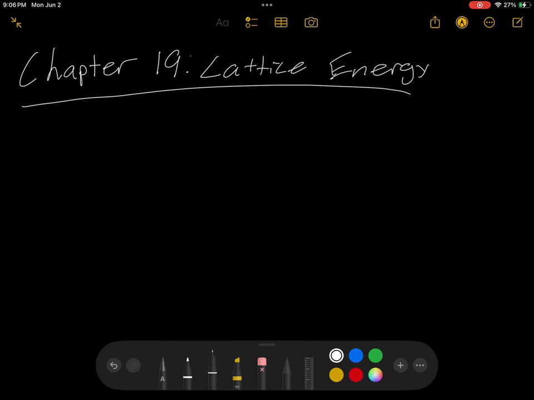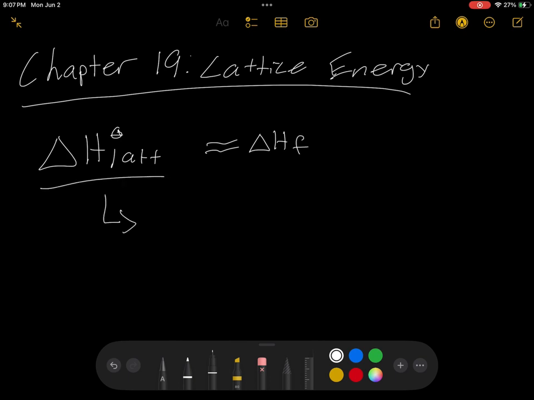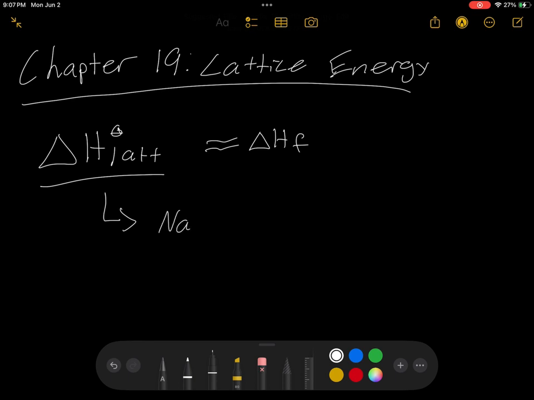So, Lattice Energy. As the title of the chapter says, we are learning right off the bat two new types of enthalpy. We have delta H lat, which is lattice energy. This is defined as the energy released when 1 mole of an ionic solid is formed from its gaseous ions. So lattice energy, I'm just going to put those standard conditions there. Lattice energy is very similar to delta H formation, except lattice energy is specific to when we have atoms in their gaseous state.